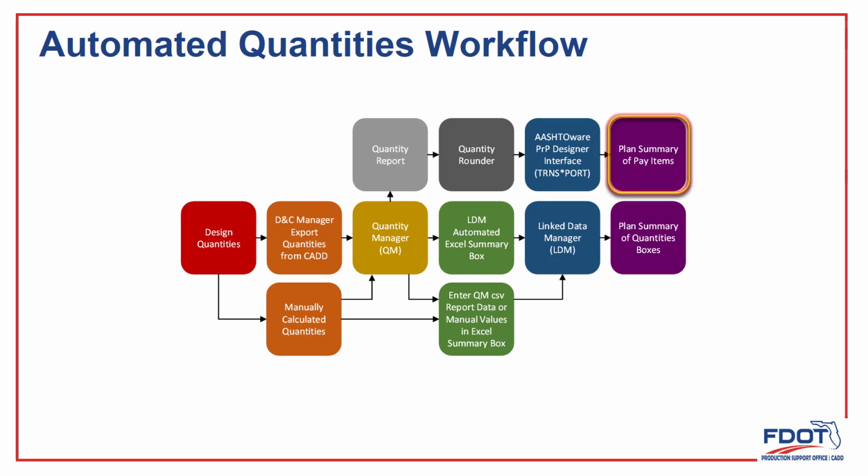Once the project is complete and all the quantity information is in Ashtaware Project Preconstruction, the project quantity data can be retrieved and processed via the FDOT Transport tool to generate the plan summary of pay items.